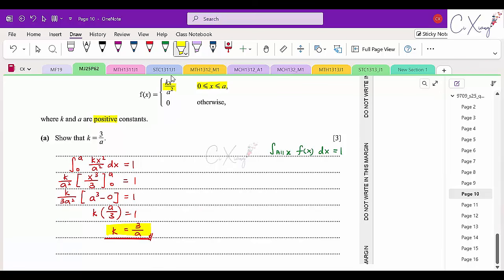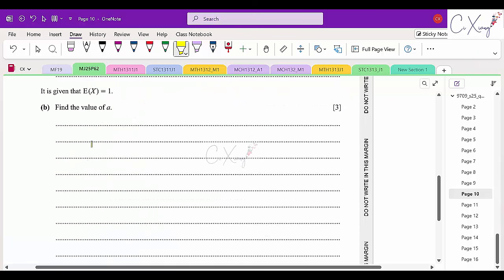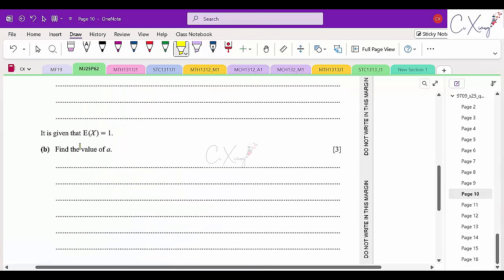So this is how we get k. Then let's continue to the next part, part B. Now it's given that E(X) equals 1, find the value of a.